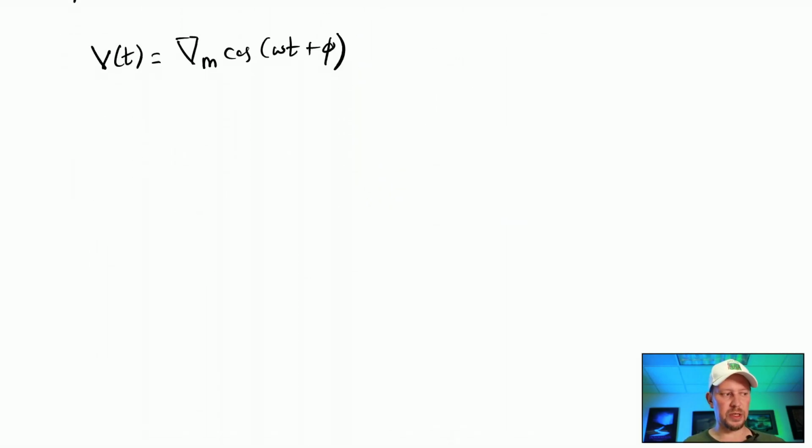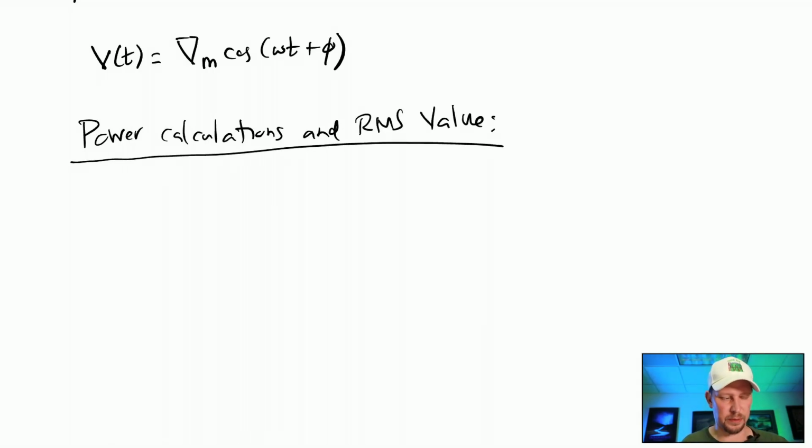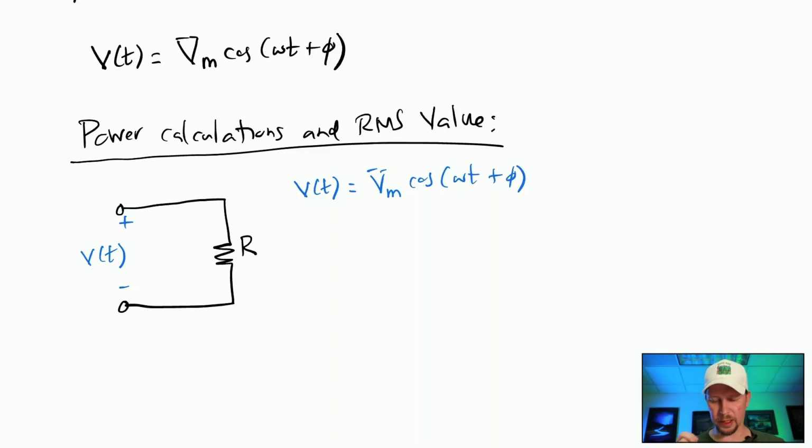Now, to begin the discussion of power calculations and the RMS value, I want to start with a very, very, very simple system. The system that I'm going to consider is that of a resistor, and I'm going to place a voltage source across the terminals of the resistor in such a way that the voltage source is a sinusoid, the most general sinusoid like this.